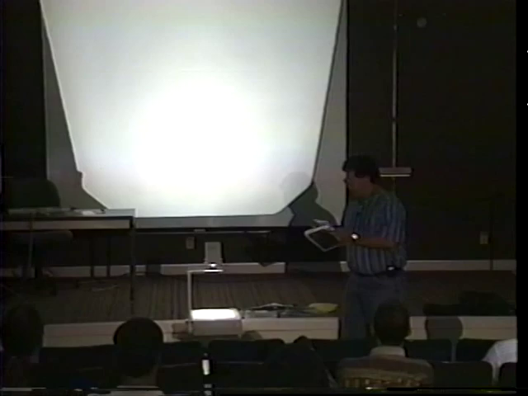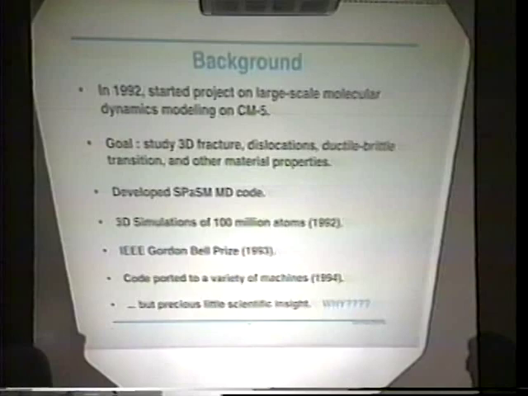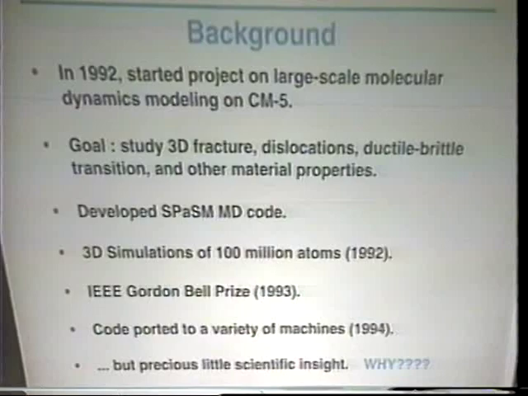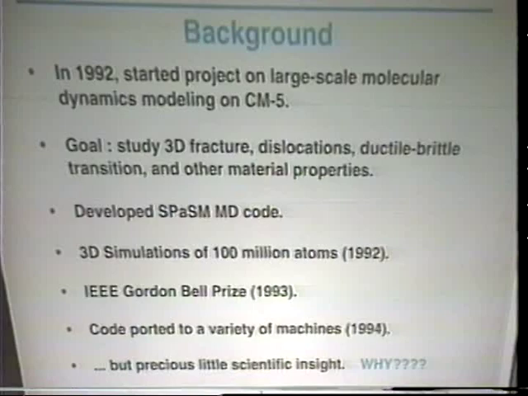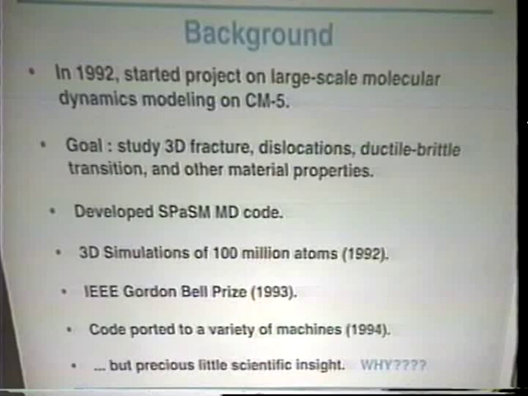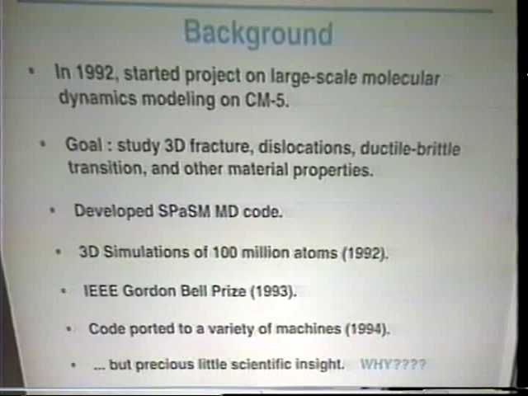So the code we've been working on, we started in 1992, actually as a project for the Connection Machine 5 we got at Los Alamos at that time. The goal, like I said earlier, was to study 3D fracture and dislocations. We were interested in the transition between ductile and brittle behavior in materials and various other material properties as they came up. We developed a code called SPASM, which stands for Scalable Parallel Short-Range Molecular Dynamics. Mainly, we just needed something that would kind of irk our management higher up when they had to talk about this. We needed a good acronym for it.